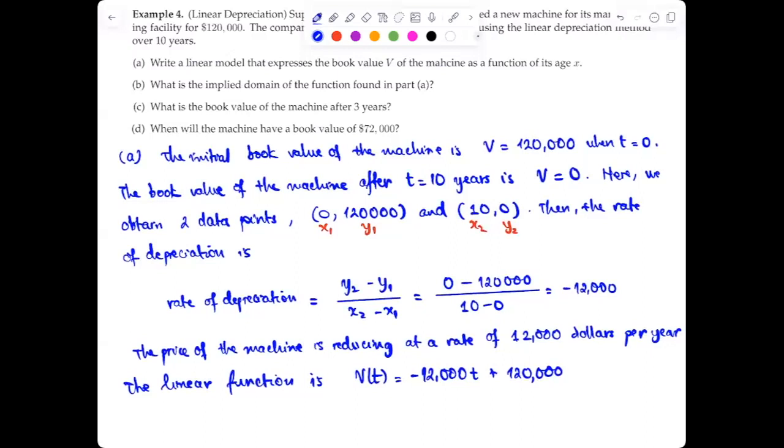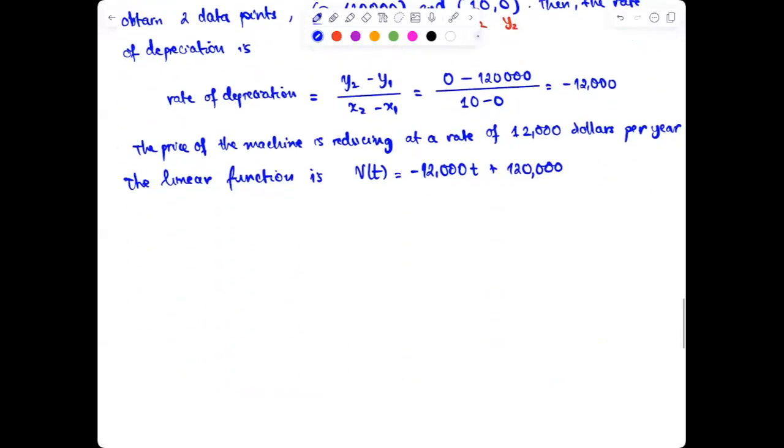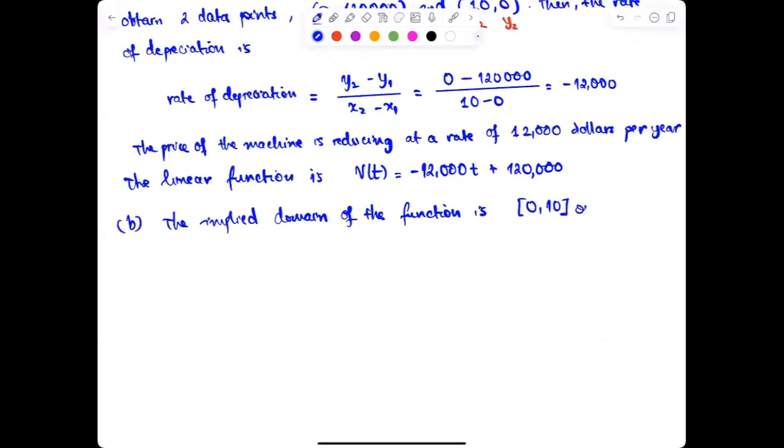Now, the implied domain will change depending on the problem, of course, right? You good with that? All right. So for this, the implied domain of the function is from 0 to 10. Or you can write t is between 0 and 10, including the endpoint values.